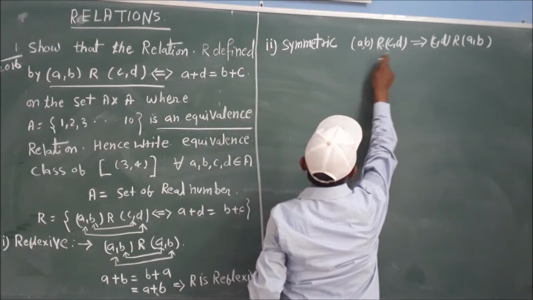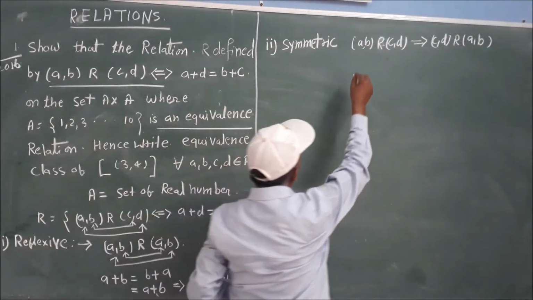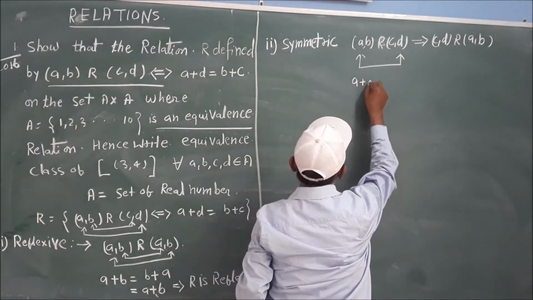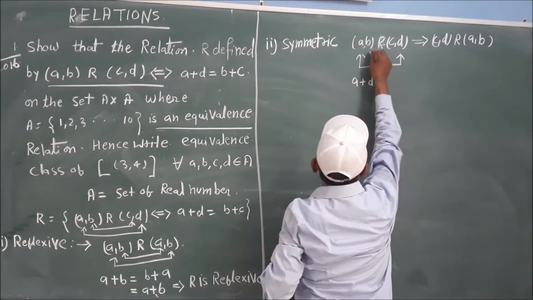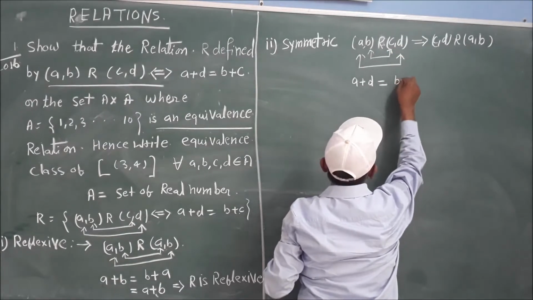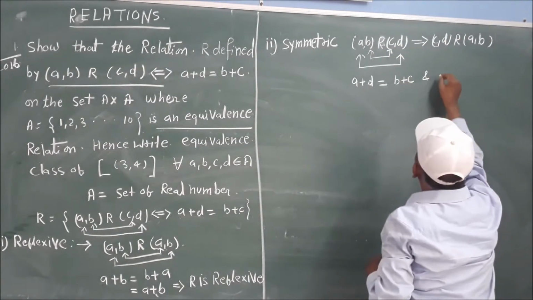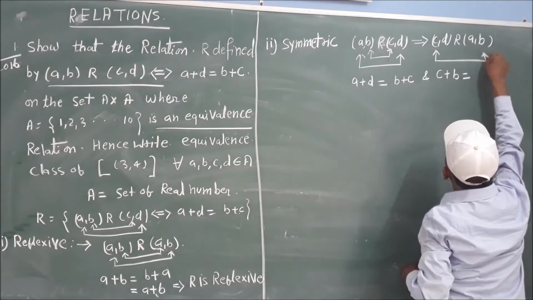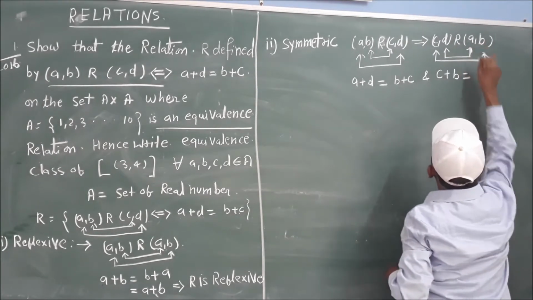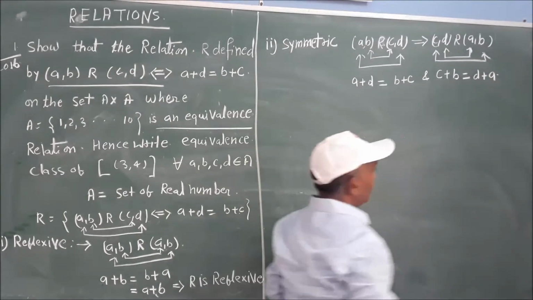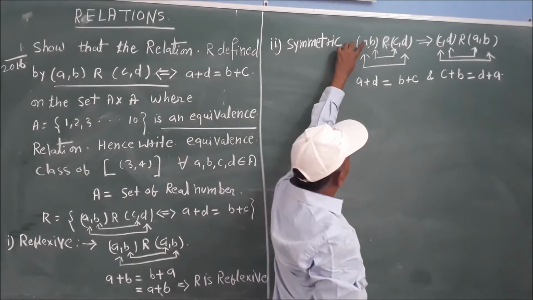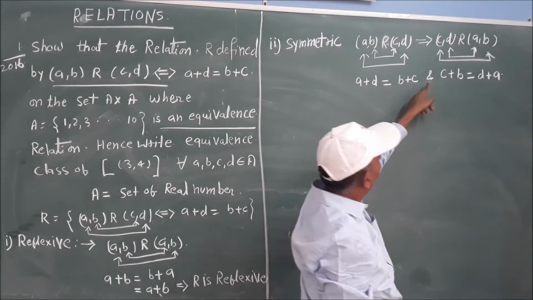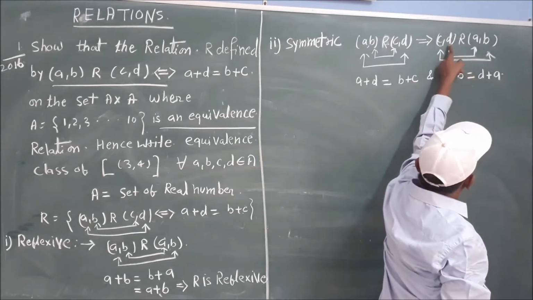So see here, if (A, B) is related to (C, D), then what is its meaning? Its first and fourth elements are A and D, so we can write A plus D must be equal to the second and third elements, B and C. So this must be equal to B plus C. And C plus B, the first element is C and the last element is B, the second element is D and the third element is A, so this must be equal to D plus A. Once again check: first and fourth element A plus D, second and third element B plus C.